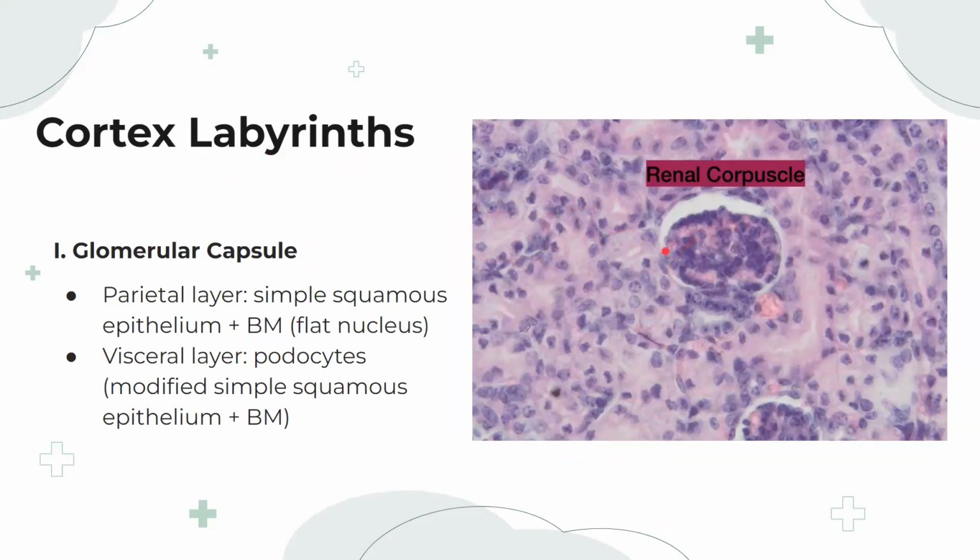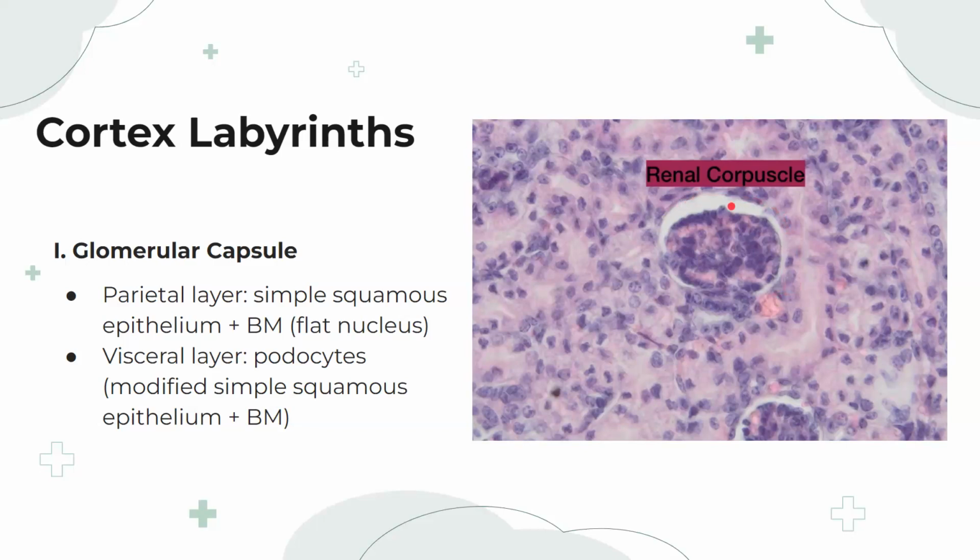The parietal layer, which you see right here, as I'm outlining here, is made up of simple squamous cells. You see this cell right here, it's so squashed, right? It's so squished. It's very flattened. And this is a simple squamous epithelium. It's the parietal layer of the Bowman's capsule.